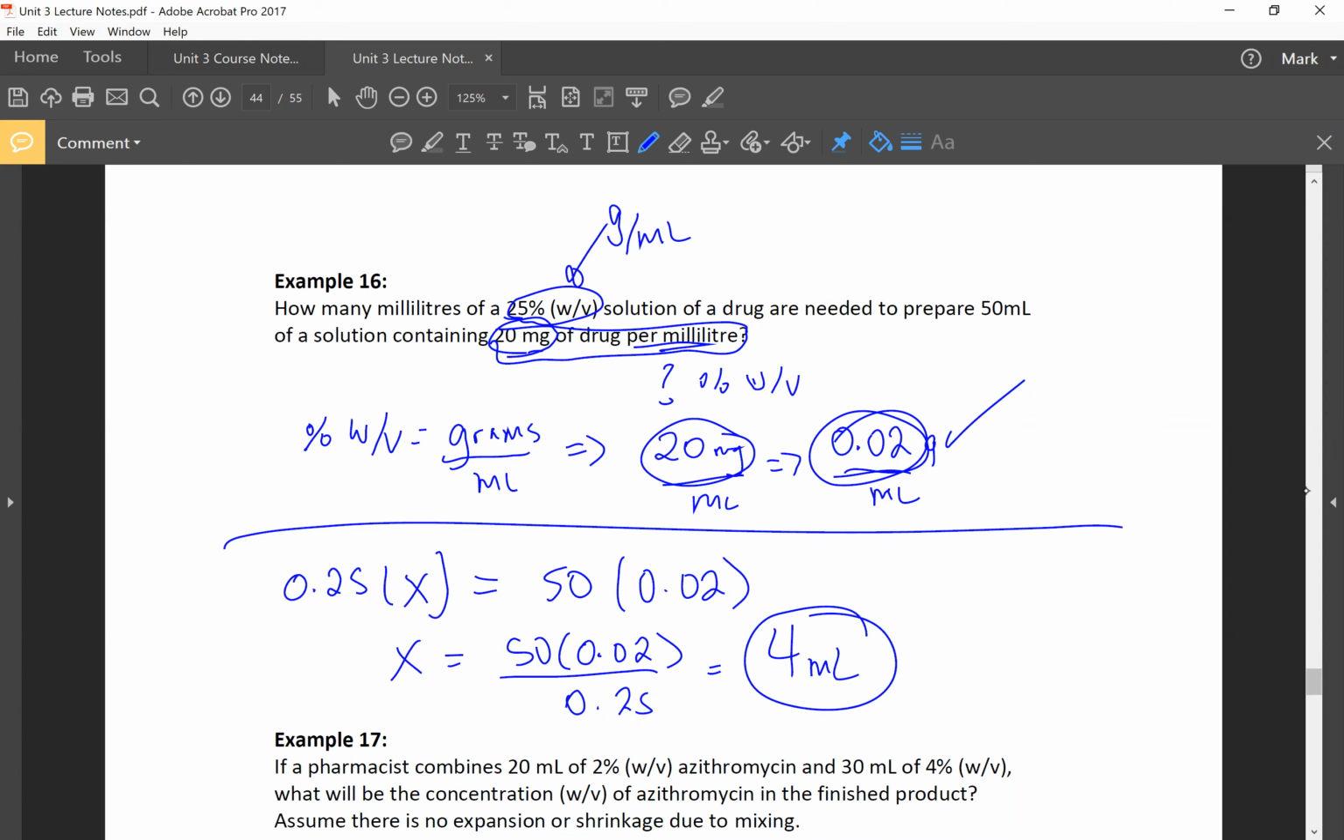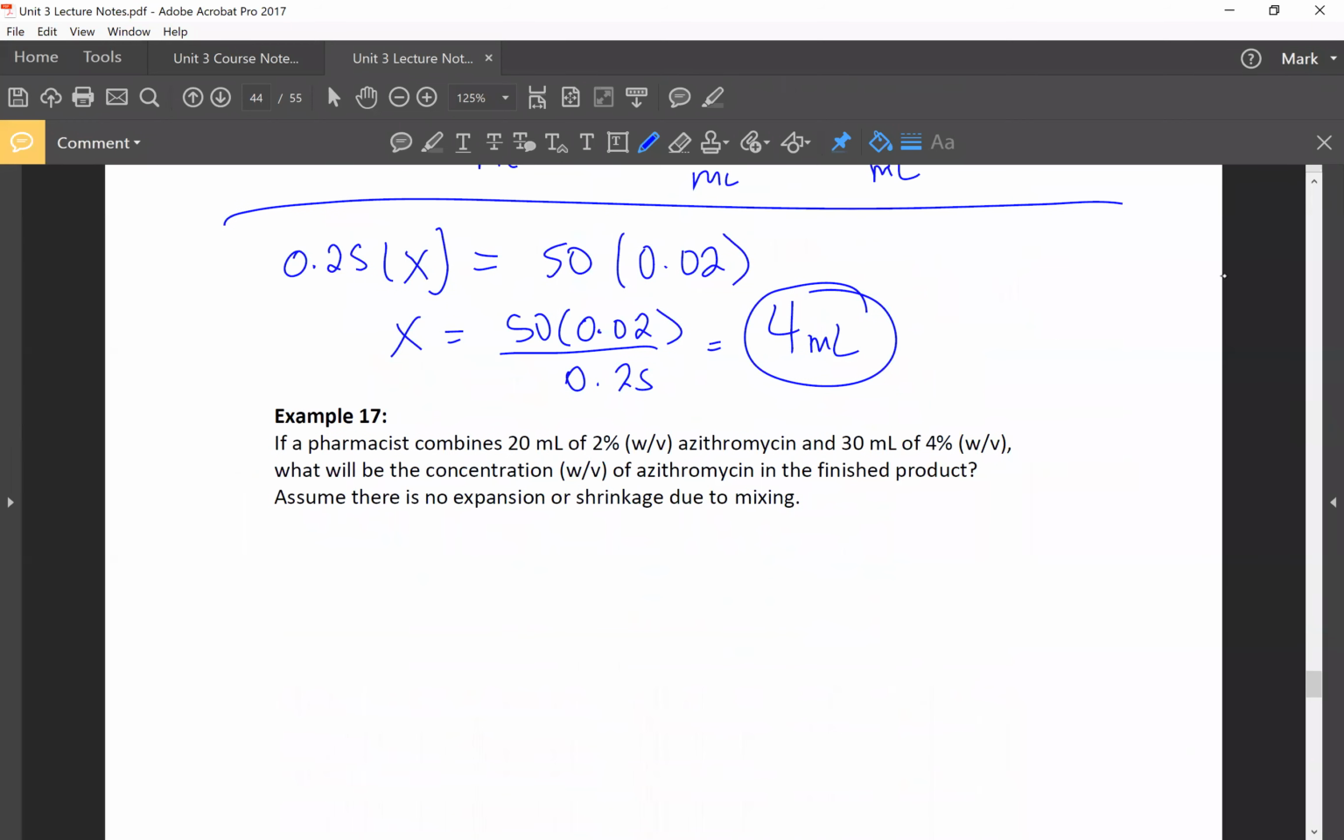Whew. Easy, but not easy, right? Each of these questions takes a little bit of time to do. And let me check that on the calculator. I just did that in my head. So 50 times 0.02, divided by 0.25, perfect. All right.